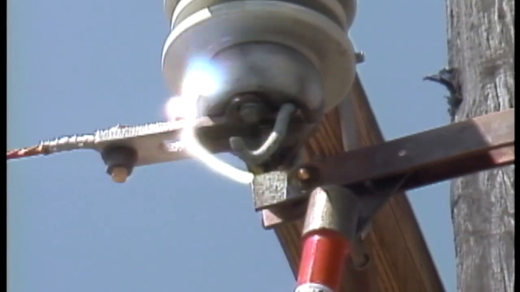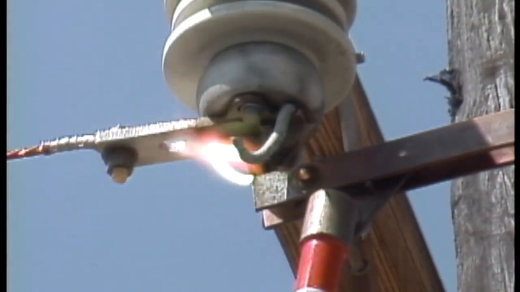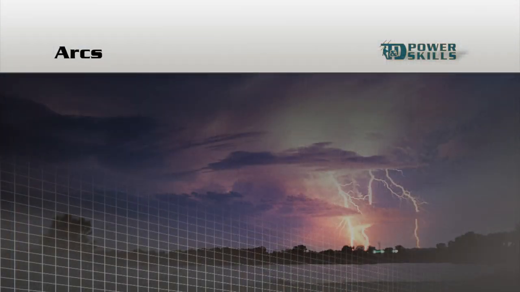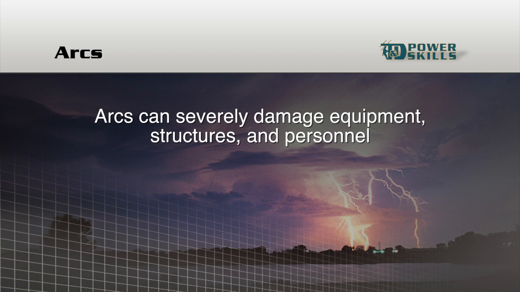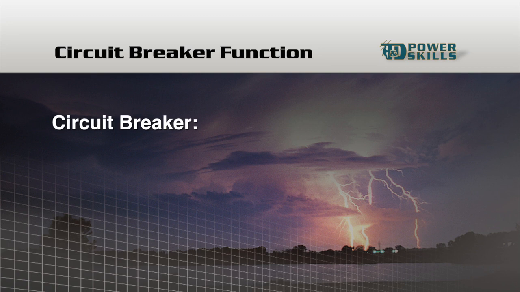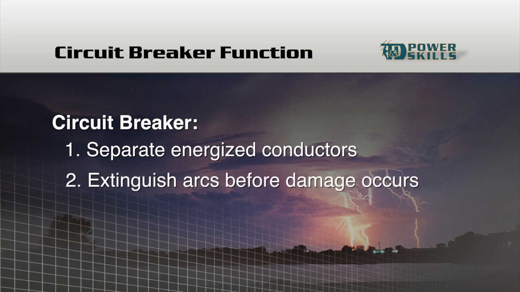The heat from an uncontrolled arc in a circuit breaker can cause a rapid and violent expansion of the nearby air and gases generated by the arc. The result could severely damage the circuit breaker and surrounding equipment and structures, and injure personnel in the area. A circuit breaker plays a critical role in a T&D system. It not only has to separate energized conductors, but it also has to quickly extinguish the arc that is created before any significant damage occurs.